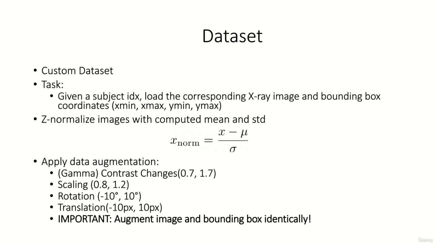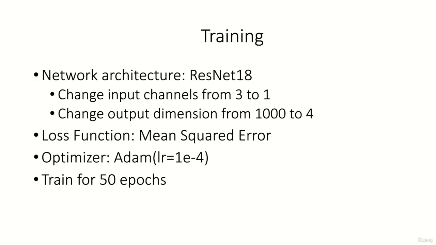Last but not least, let's talk about a model creation and training routine. We use the same base network architecture, namely the ResNet 18, where we change the input channels from 3 to 1. However, as we now want to predict 4 coordinates, we change the output dimension from 1000 to 4. This allows to predict the top left corner of the bounding boxes identified by x0 and y0 and the bottom right corner identified by x1 and y1. We use the mean squared error or L2 loss as loss function and the Adam optimizer with an initial learning rate of 1e-4 to train the model for 50 epochs.